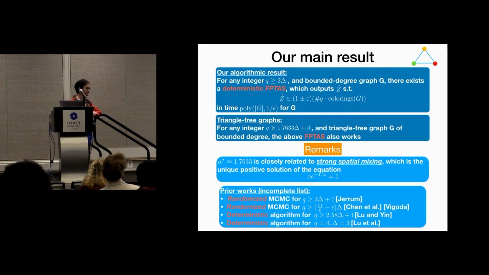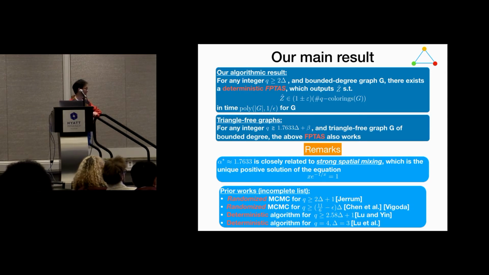Let me say a few remarks. What is this 1.76? This is closely related to something called the strong spatial mixing of list coloring. And it's defined by this equation. It's the unique positive solution of this equation.